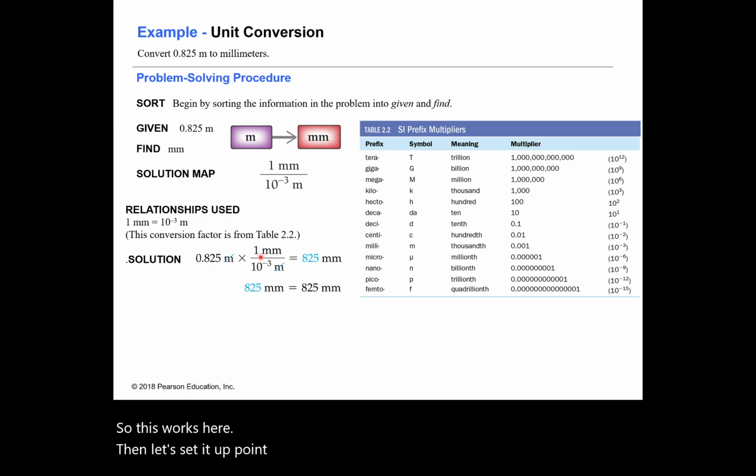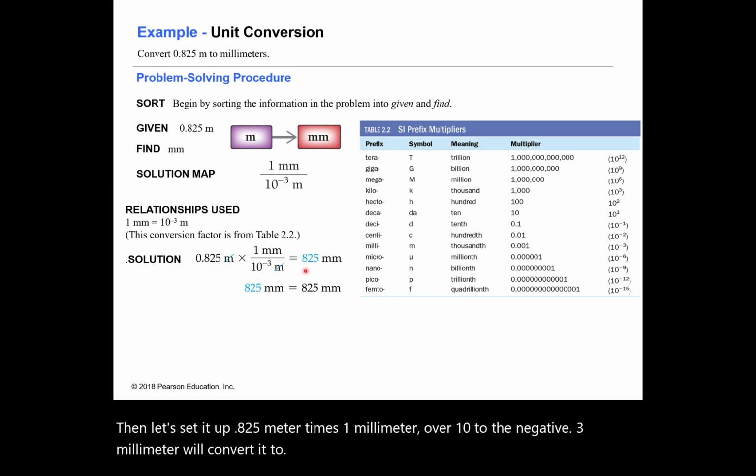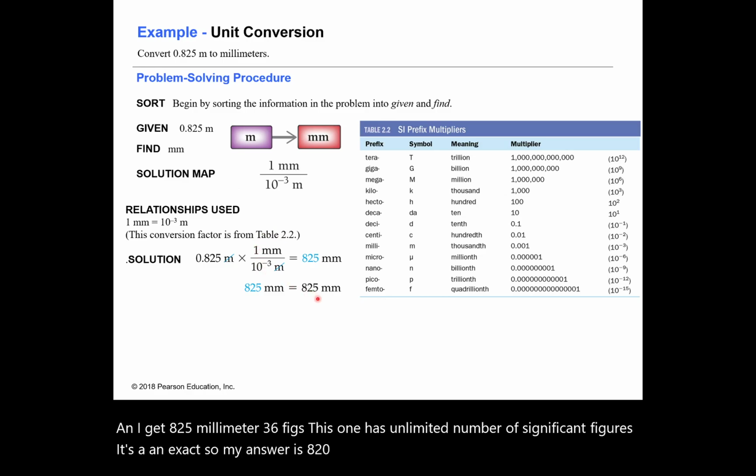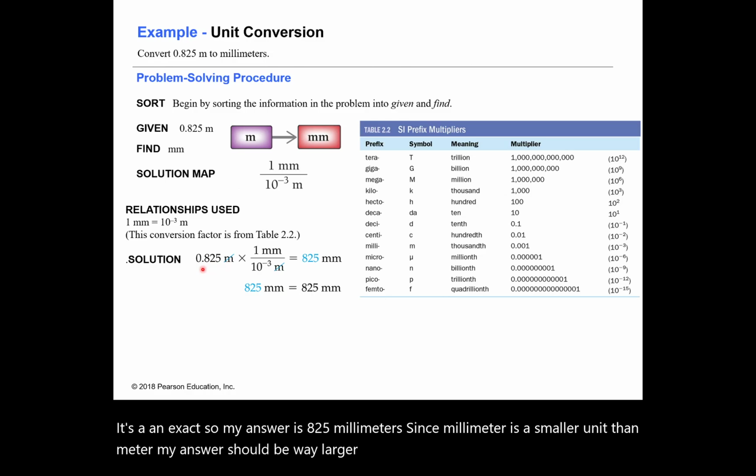0.825 meter times 1 millimeter over 10 to the negative 3 meter. We'll convert it to millimeter, and I get 825 millimeter. 3 sig figs. This one has an unlimited number of significant figures. It's exact, so my answer is 825 millimeters. Since millimeter is a smaller unit than meter, my answer should be way larger than my starting value, and it is.